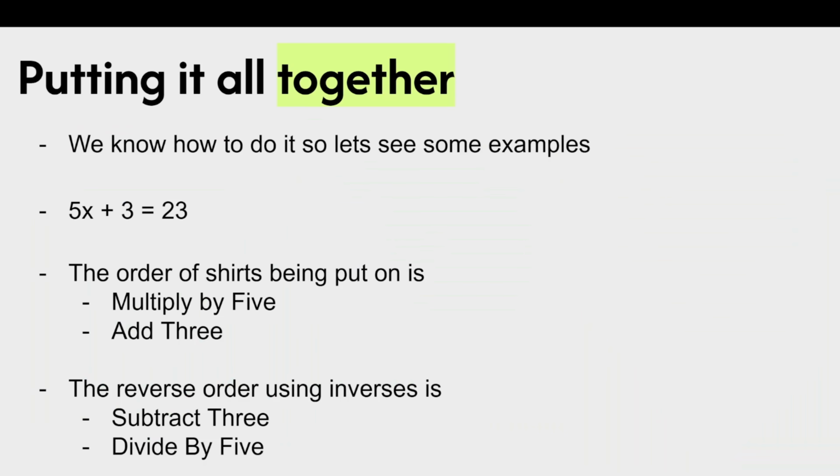Okay, so that's basically all there is to it. You find the order of the shirts being put on, or operations. Operations is the shirts basically. So first you find the order. So we know multiply by 5, add 3, and then we find the reverse order using our inverses. And then we can start doing it to the equation.